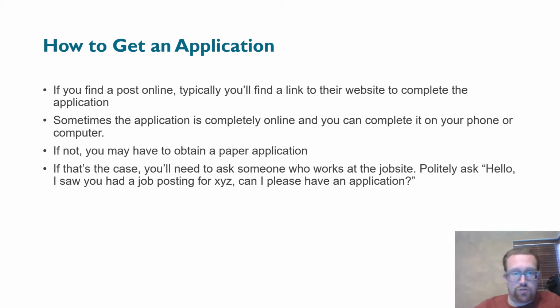So how do you get an application? If you typically find a post online, if you're doing some job searching online, it's a great way to get started. We talked about this in the last lesson. When you're looking online, you'll typically find a link to their website to complete the application. If you're applying through a major company like Walmart or McDonald's or any other fast food restaurant, you'll typically find it on their main website, and it's typically towards the bottom, like apply for a job or job opportunities.